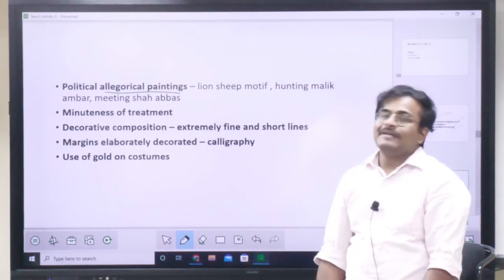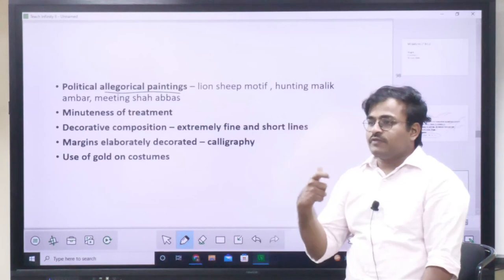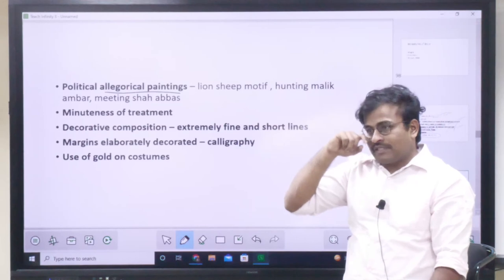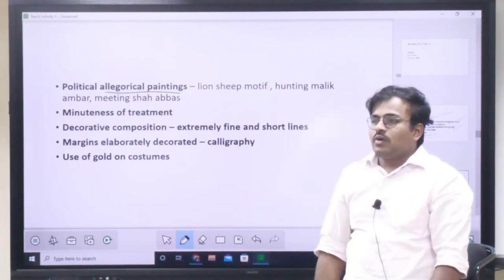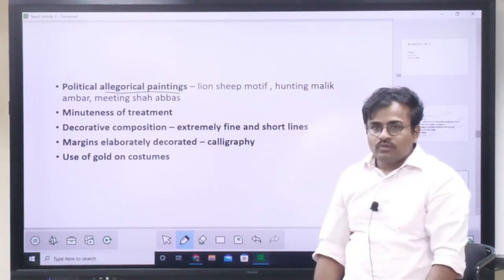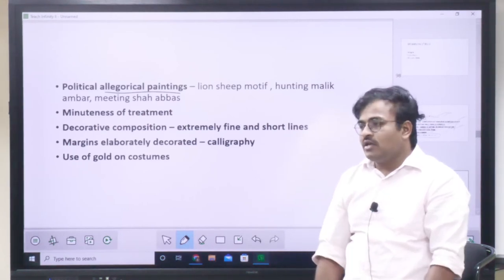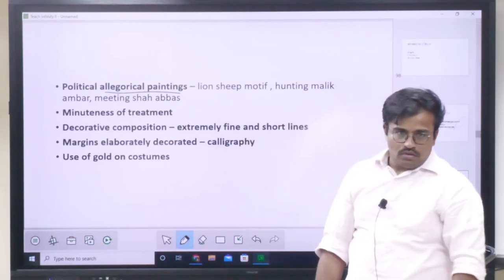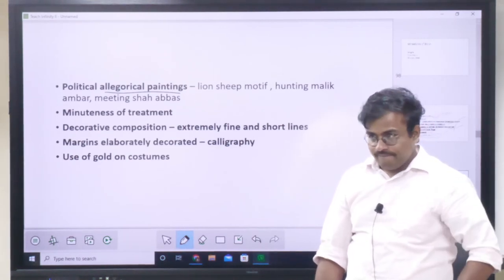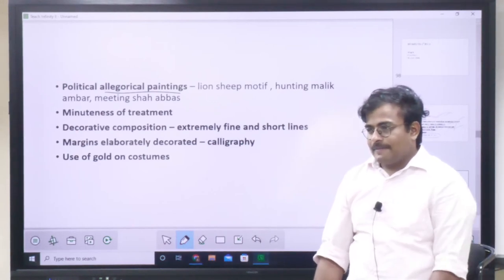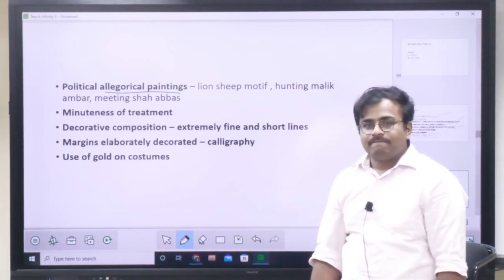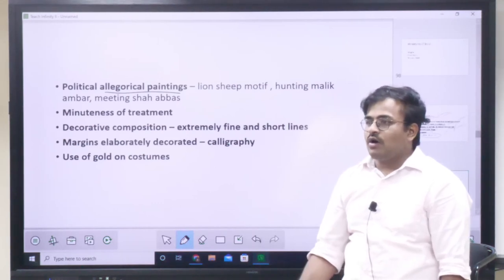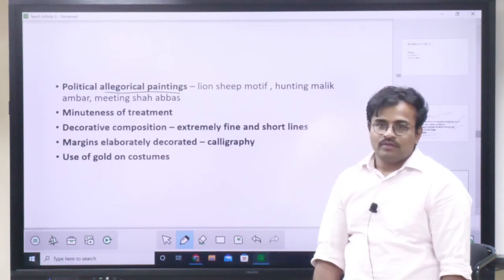Along with that, Mughal paintings usually had a little bit of symbolism. Even though in the previous slide I said there is no symbolism, some symbolism is present. Usually the Mughal emblem is a lion and a sheep sleeping together, near the feet of the king. What is the meaning of it? Peace.